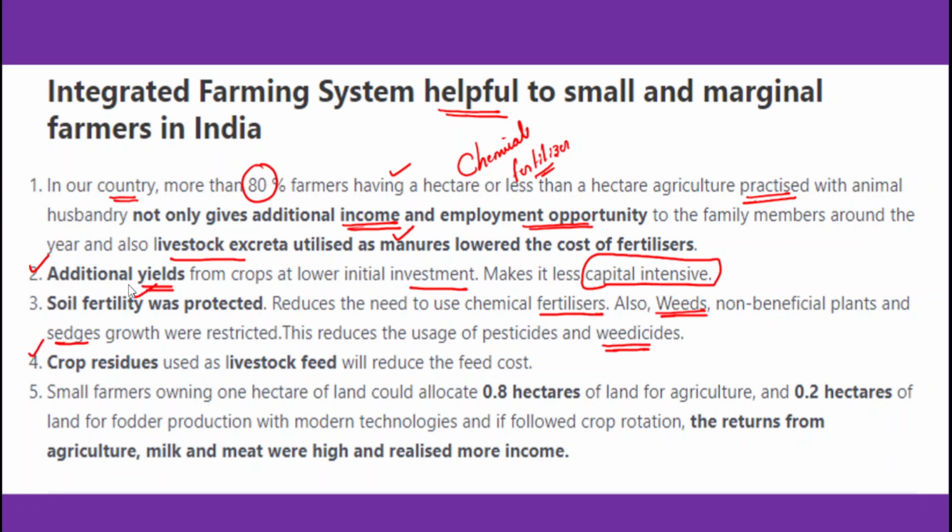Fourth, the crop residues which are being used as livestock feed will reduce the feed cost. Fifth, small farmers owning 1 hectare of land could allocate 0.8 hectares of land for agriculture and 0.2 hectares of land for fodder production, so that they can practice the integrated farming using the modern technologies. And if they follow crop rotation, the returns from the agriculture sector, and milk from the dairy farming and meat from the poultry sector are high in demand, and farmers can realize more and more income through the integrated farming system.